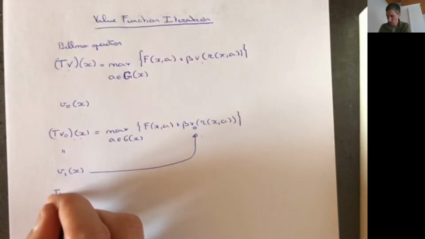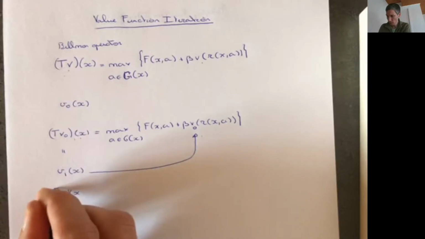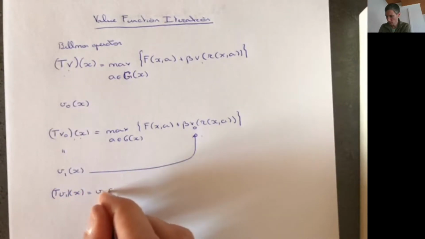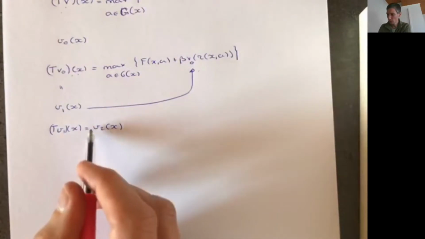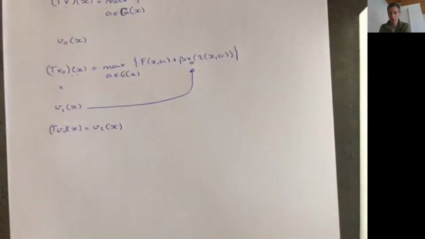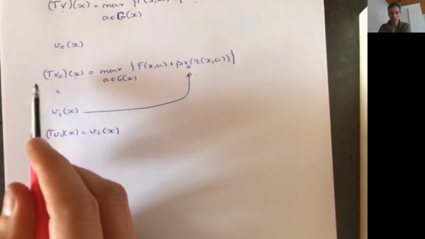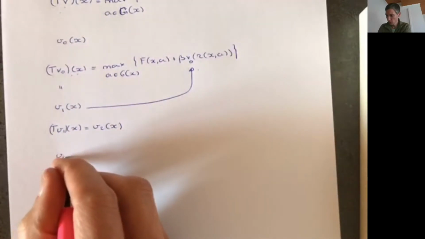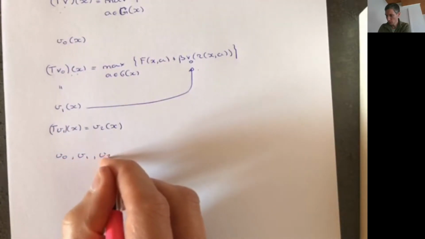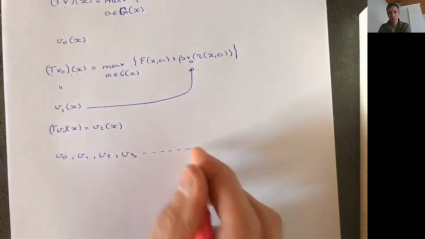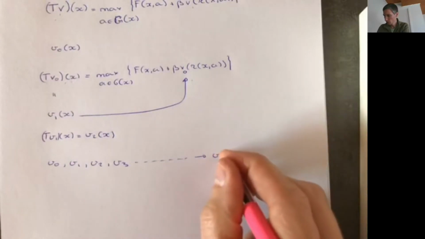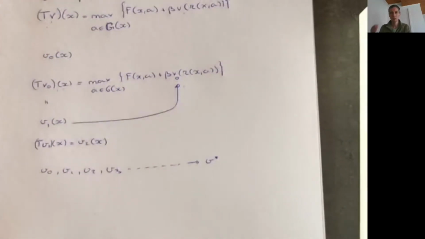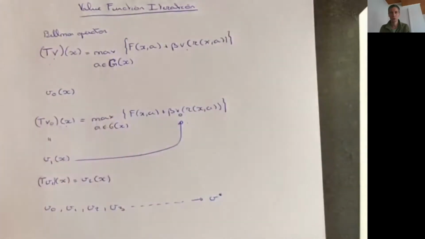Then we get a function Tv1 of x, and we can call this v2 of x. If we do this over and over again, plugging our current function into the maximization problem, we get a new function and so on. So we get a sequence of functions v0, v1, v2, v3 and so on. Because this is a contraction mapping, this will converge to our fixed point v star, which is the function that we're interested in, because it will solve our infinite horizon dynamic optimization problem.